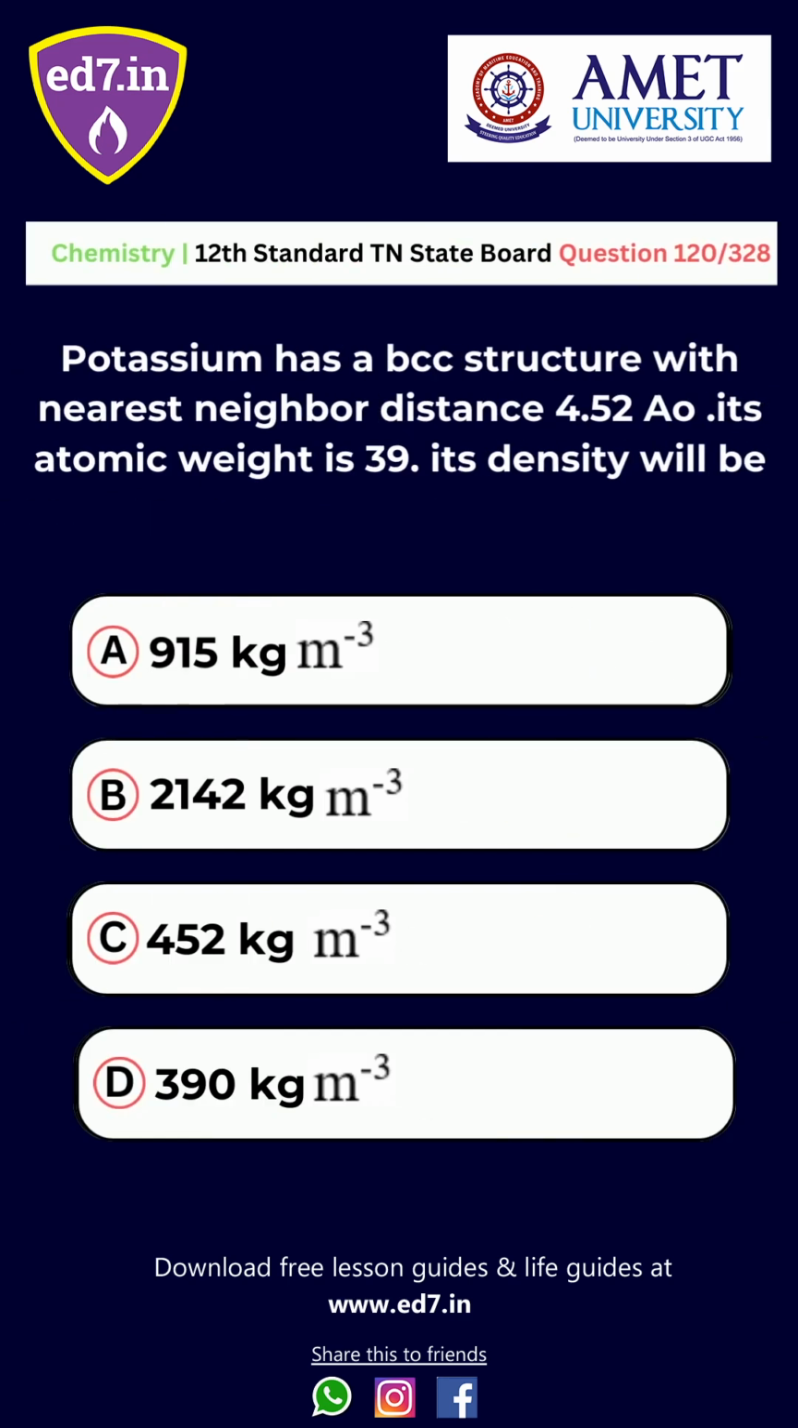Question number 120. Potassium has a BCC structure with nearest neighbor distance 4.52 angstrom. Its atomic weight is 39. Its density will be: option A, 915 kg m^-3; option B, 2142 kg m^-3; option C, 452 kg m^-3; option D, 390 kg m^-3. The correct option is option A, 915 kg m^-3.